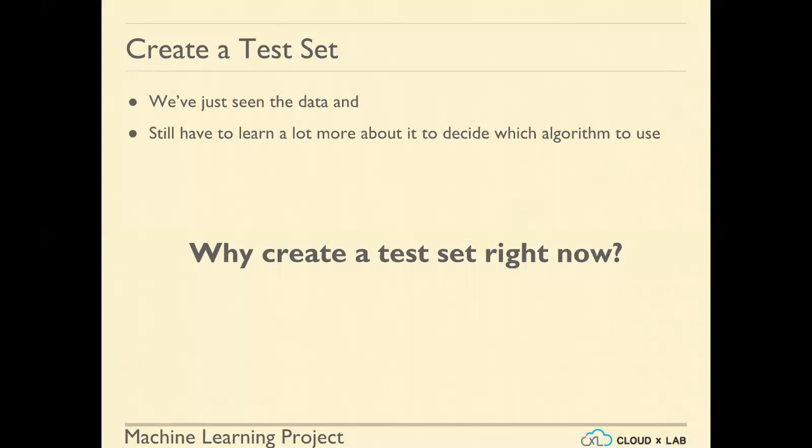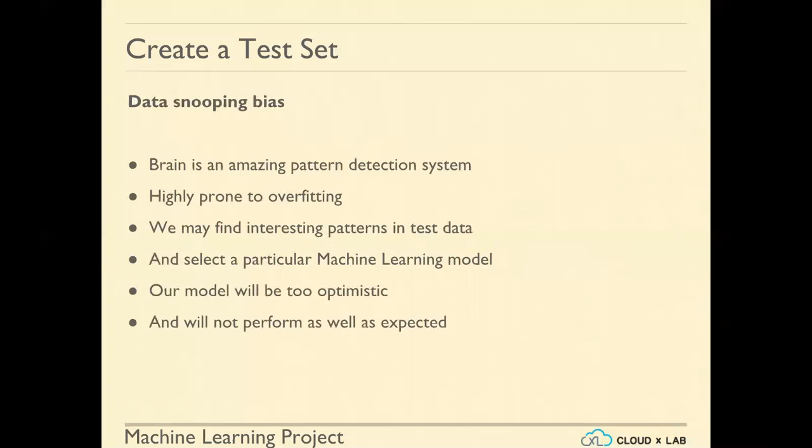So why are we creating a test set right now? To avoid snooping bias. Snooping bias is a big issue: we end up looking at the whole data and making up patterns. The brain is an amazing pattern detection system. We look at the data and figure out some kind of pattern, then use that information and think that our model is perfect. But with real data, it may not work fine. So we are very much prone to overfitting. We'll come back to overfitting very soon.